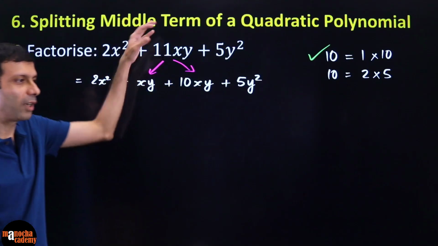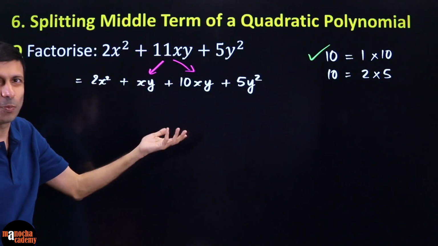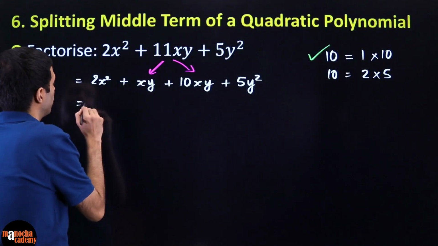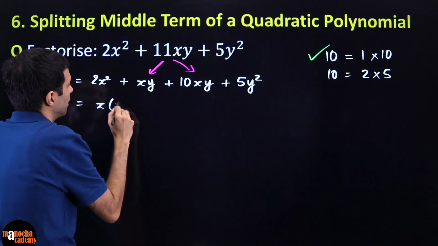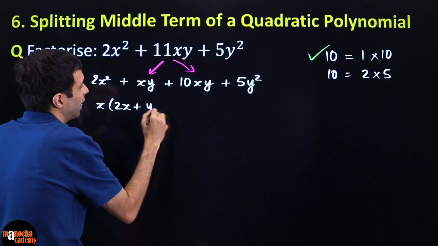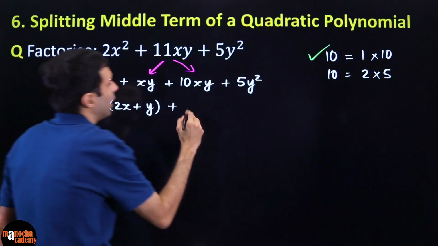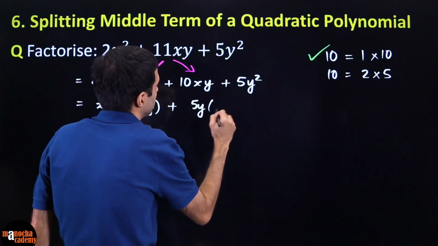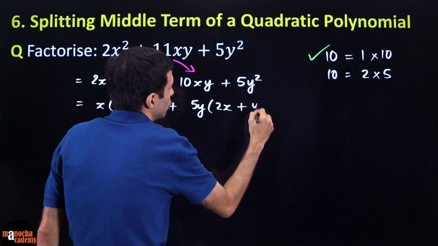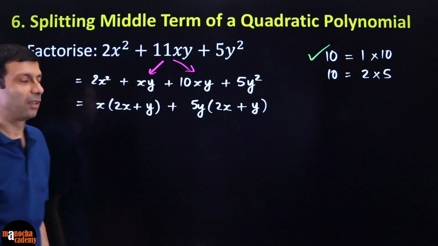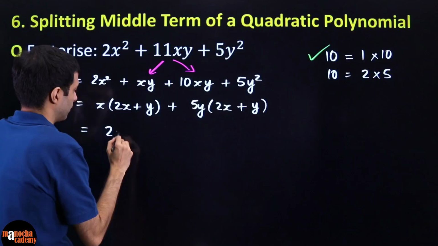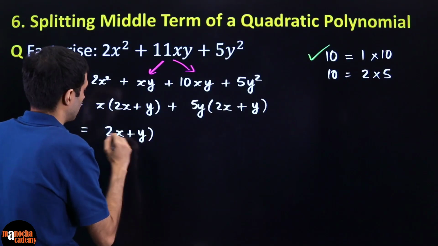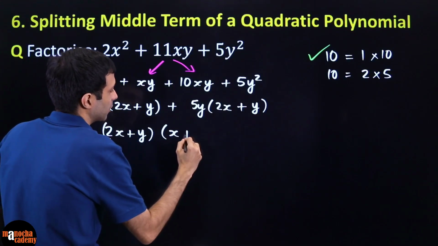Now you have converted your odd number of terms into even terms, just do grouping again. So we'll take out the common factor from this group, it's going to be x times 2x plus y, and 5y times 2x plus y. Now you can take 2x plus y common, times x plus 5y.